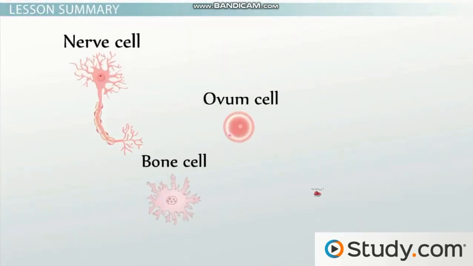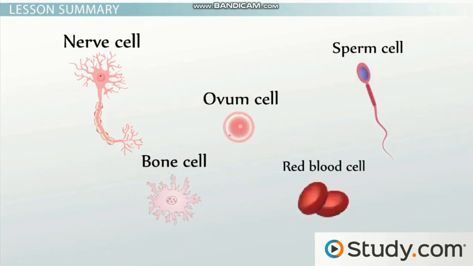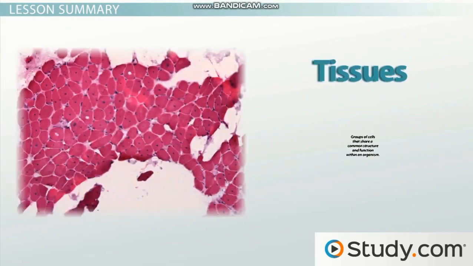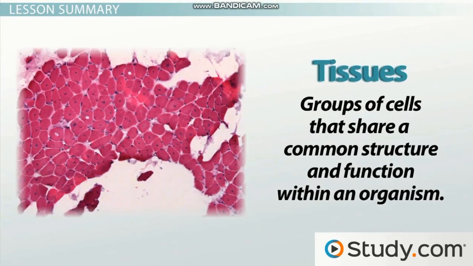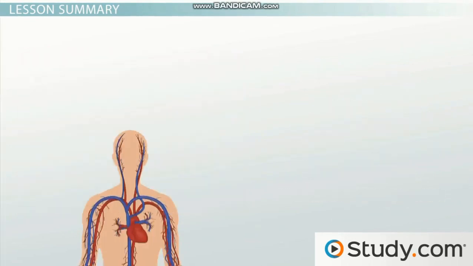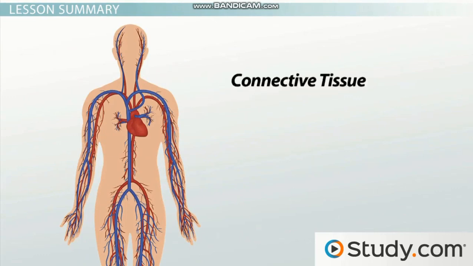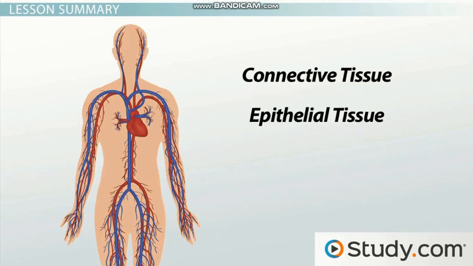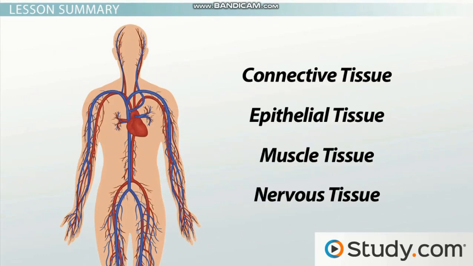So let's review. Multicellular organisms were created when cells started to specialize and divide up the labor among themselves. These groups of specialized cells that share a common structure and function are called tissues. In animals, there are four main tissue types: connective tissue, epithelial tissue, muscle tissue, and nervous tissue.